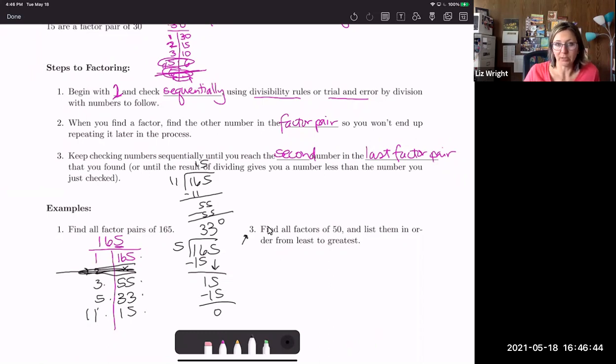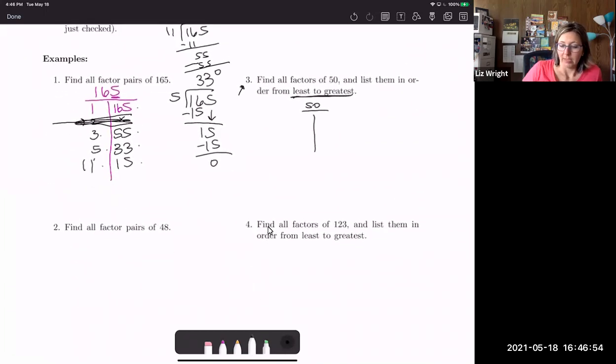I want you guys to do 3 as well. You're going to do 50, and then you're going to split it up, and then you need to order them from least to greatest. And then same thing with 123. You're going to find those factor pairs, and you're going to order them from least to greatest. And then I'll do number 2 here with you.